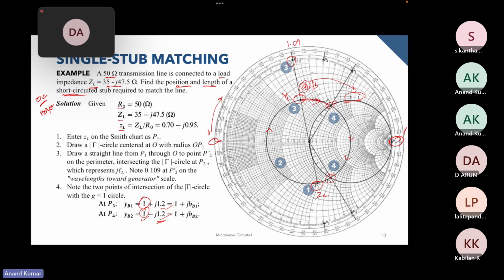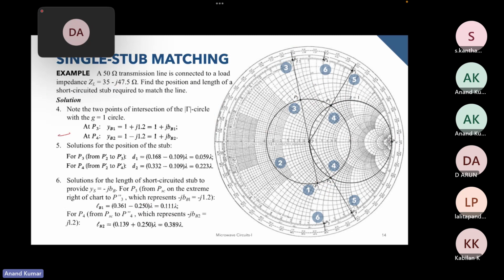Now we have done till here, and once we have reached this point over here, we have the imaginary parts with us. The value of this imaginary part gives us 1.2. So this can be plus 1.2 or minus 1.2, and we can mark these. So this is the plus 1.2, and this is the minus 1.2.